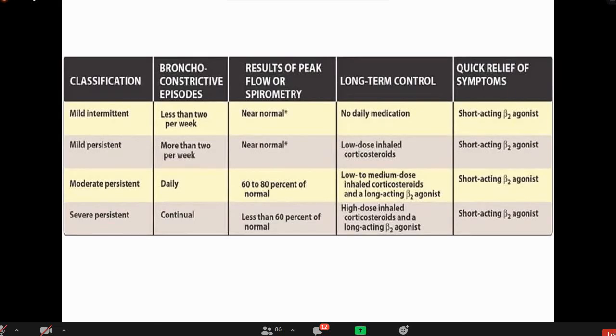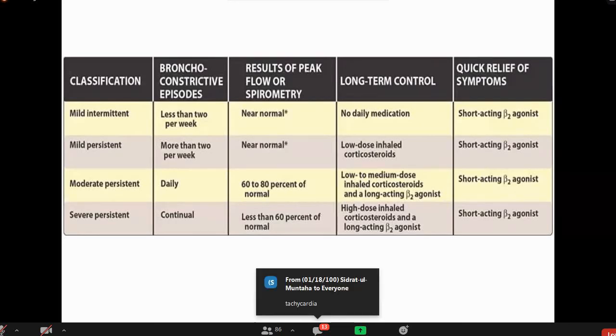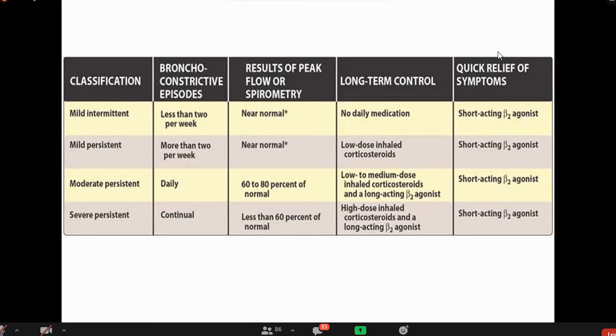Okay, the side effects of beta 2 adrenergic agonists, especially if you are using an inhaler or inhaled beta 2 adrenergic agonist, the two major problems. Can anyone recall the important side effects? Tolerance, okay, skeletal muscle tremor and tachycardia. Fortunately in children, tachycardia is not common, but tachycardia is common in adults. So these are the common side effects that are asked in the exam.